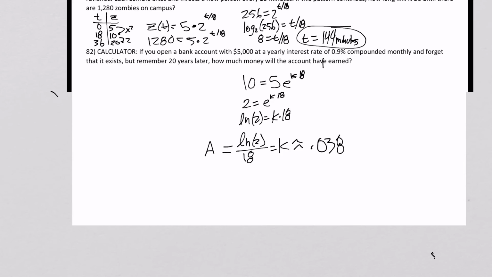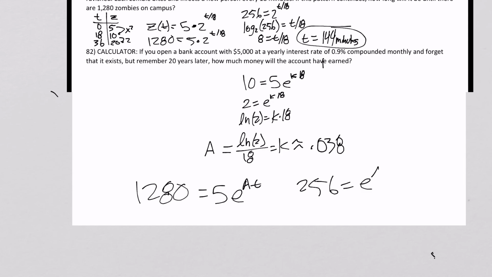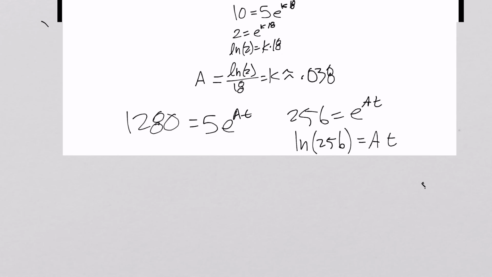So now what do we want to know? We want to know if the population is 1,280, what is the time. So keep writing your PERT model. 5 times e to the power of k, our rate we just found, we're calling it a, times t. So now we just have to solve for t, which means 1,280 divided by 5, we already said previously was 256, equals e to the a t, where a is our rate that we just found. So now ln both sides, ln of 256 equals a times t. So then last step, ln of 256 divided by a will tell us the time.